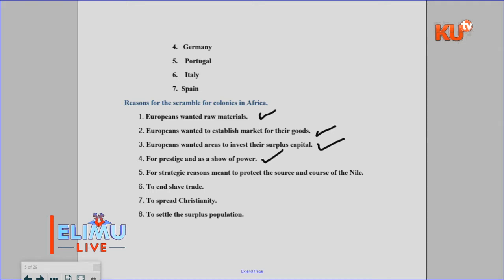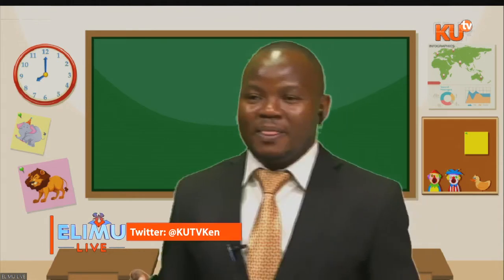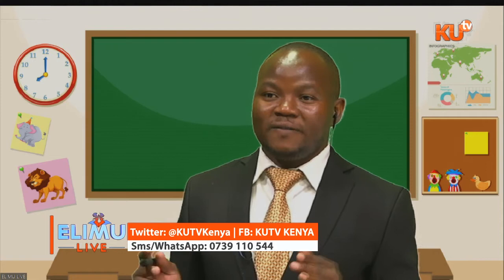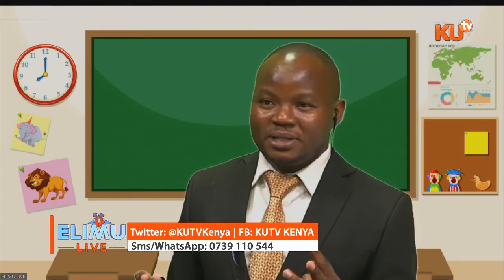Africa was colonized. Then another reason was strategic, meant to protect the source and the course of River Nile. Let me describe River Nile briefly. River Nile stretches all the way from Egypt into different countries. One of them is Egypt, another is Kenya, another is Uganda, and it goes into Sudan and stretches all the way to Ethiopia. So those are some of the countries where River Nile stretches.